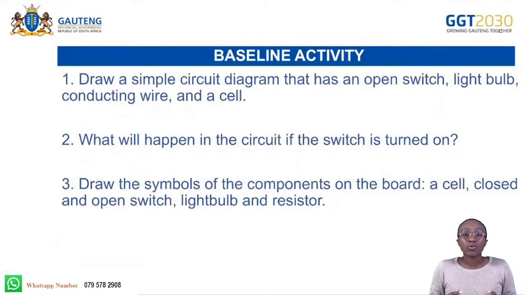Now, let's go into the baseline activity. Number 1, draw a simple circuit diagram that has an open switch, a light bulb, conducting wire, and a cell. Number 2, what will happen in the circuit if the switch is turned on? Number 3, draw the symbols of the components on the board: a cell, closed and open switch, light bulb, and resistor.